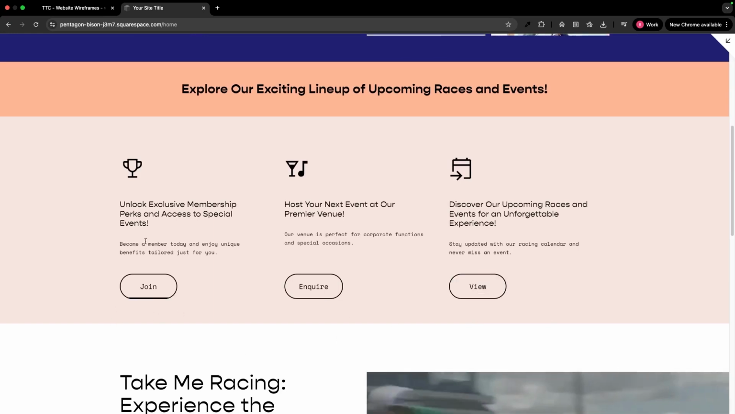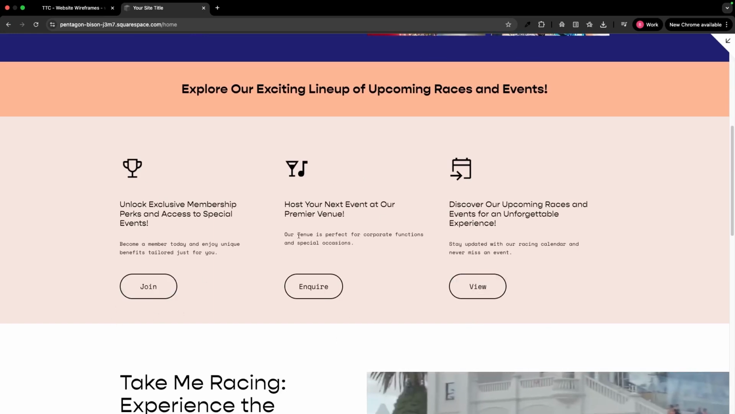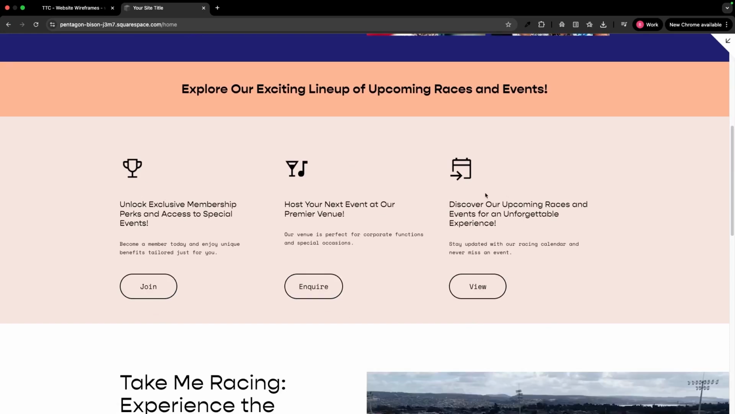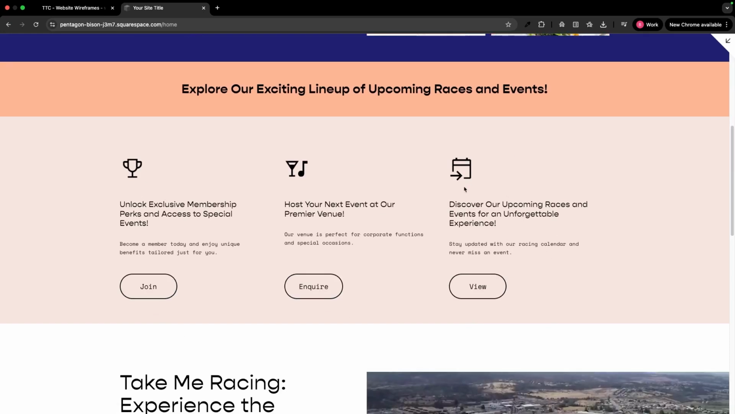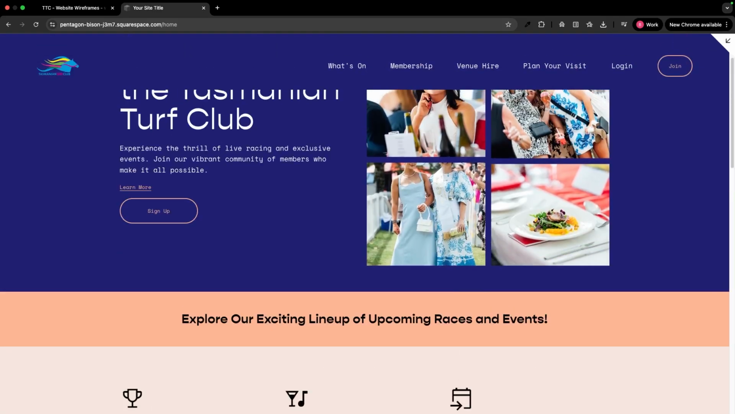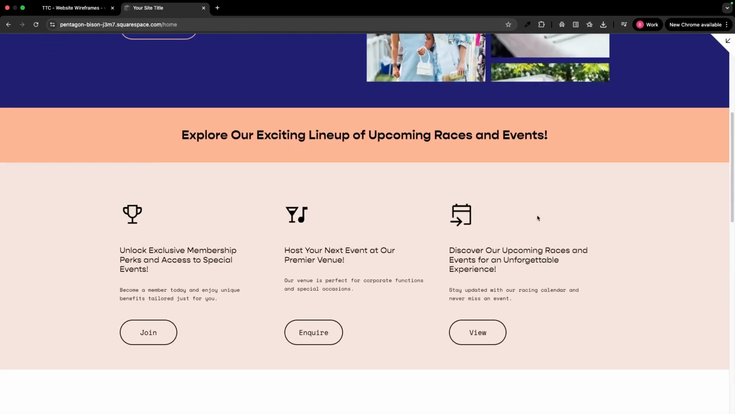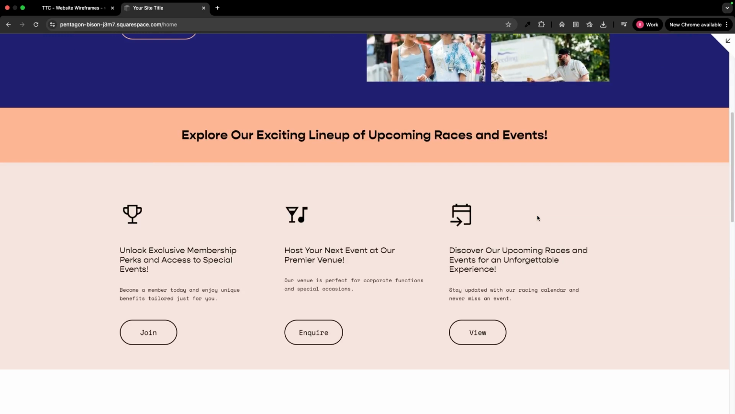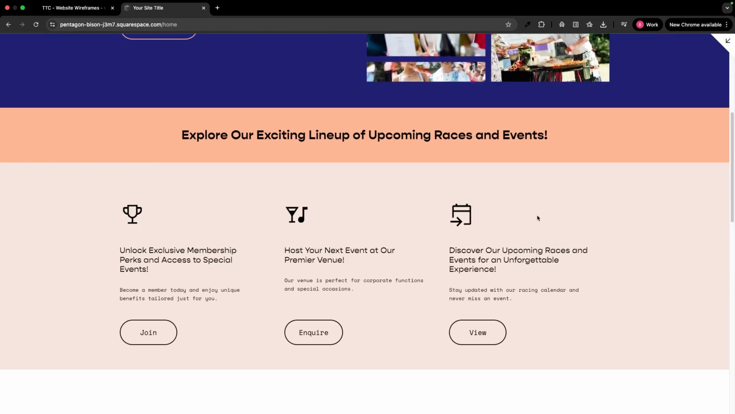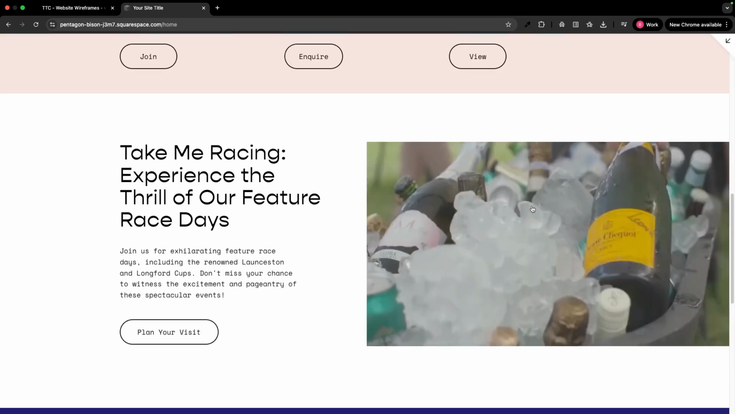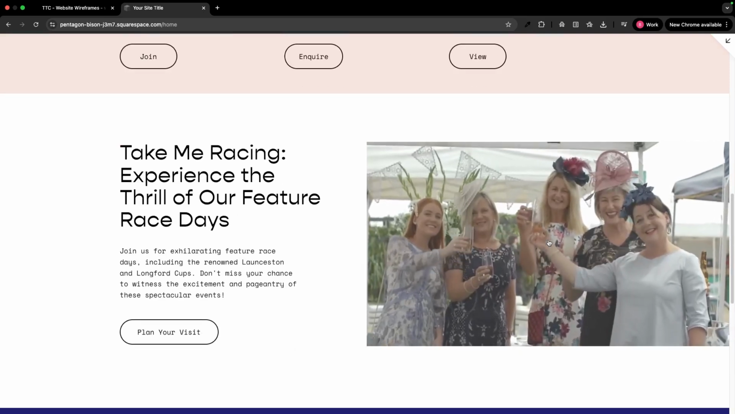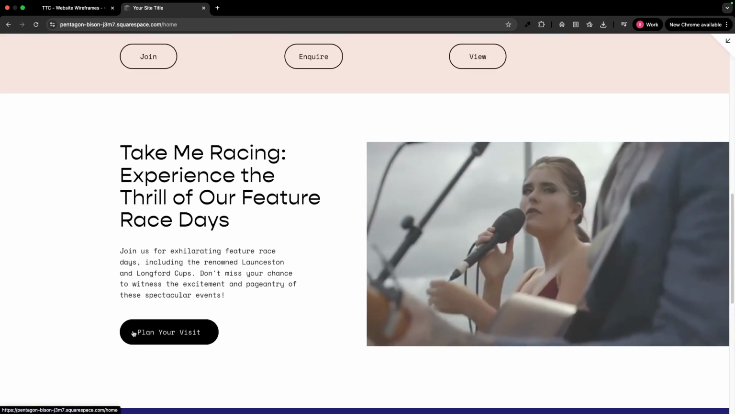So coming down here, this is the main part where people come in. The three main things to do: unlock a membership, inquire about hosting events, and then seeing what upcoming races there are. The reason why I've left this quite simple, in contrast to all that movement and images up here, is just to make sure that we're not throwing so much information out there that we're overloading people at the same time. Here, there's just a more call to action about planning the visit.